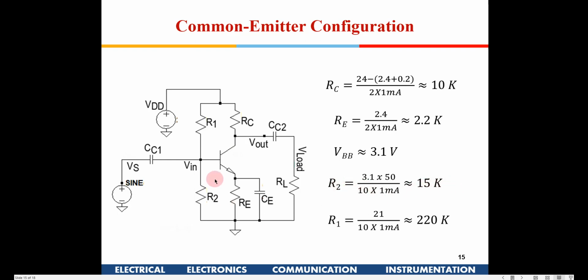Okay, so once you get R2, similarly you have to compute R1. This voltage is now 24 and this voltage is 3.1, so if you take a rough approximation, it gives 21. So you compute the value of R1 to be 220, right?